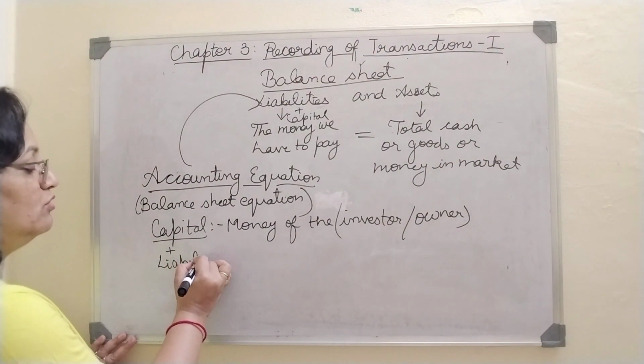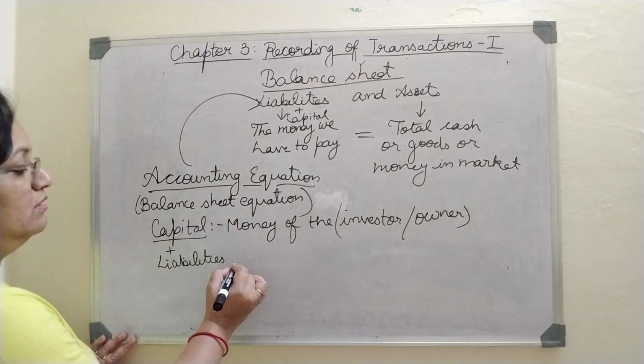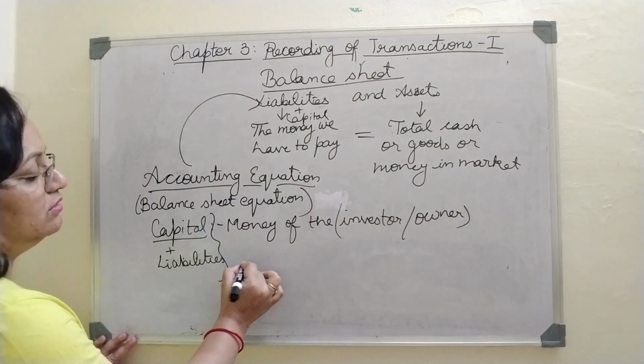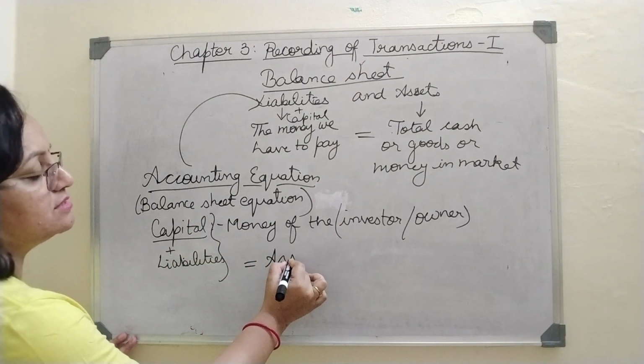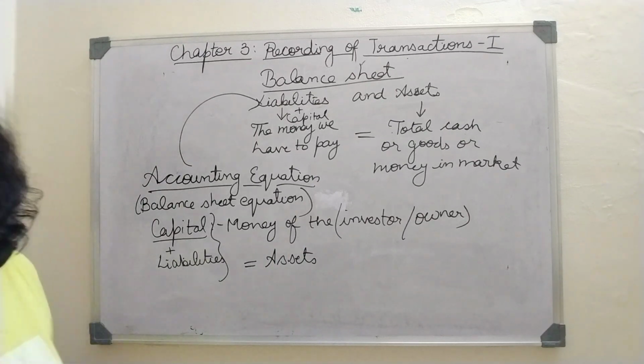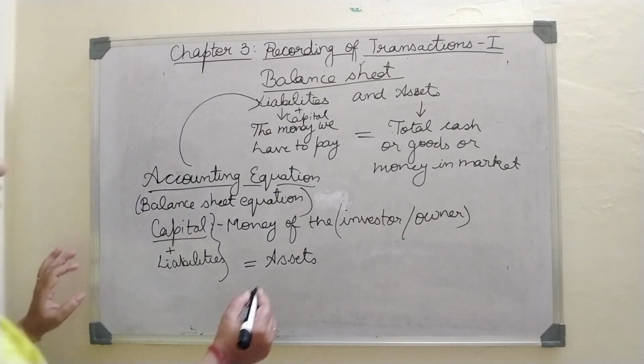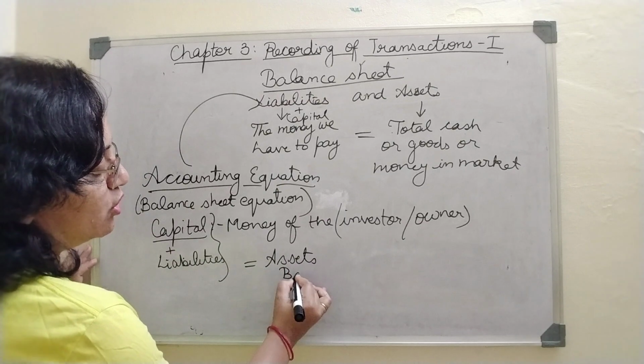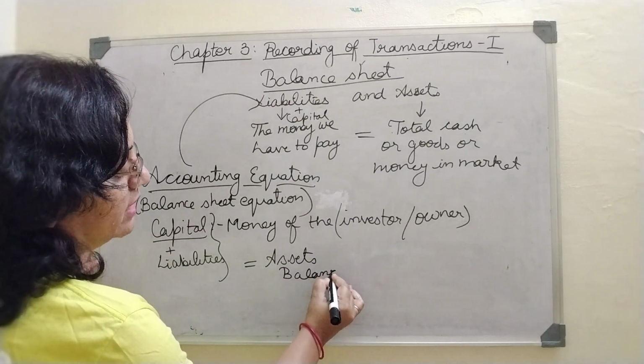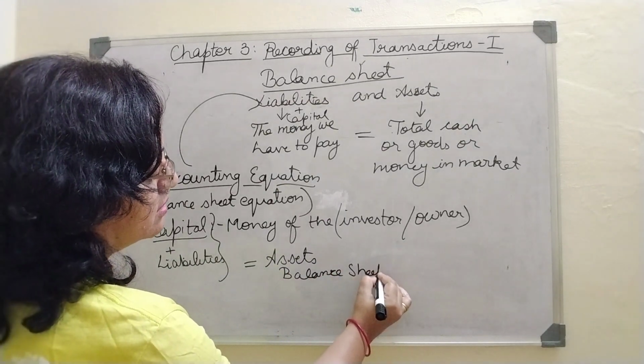Money of the investor or owner, it is capital plus liabilities, which I have already explained, they both are equal to assets. Assets are also explained to you. Assets are the list of assets which the business entity owns. So whatever assets the business entity has, they should be equal to liabilities and capital.